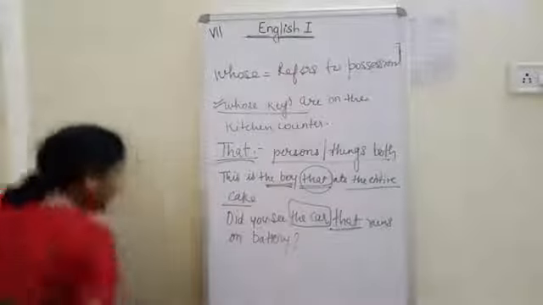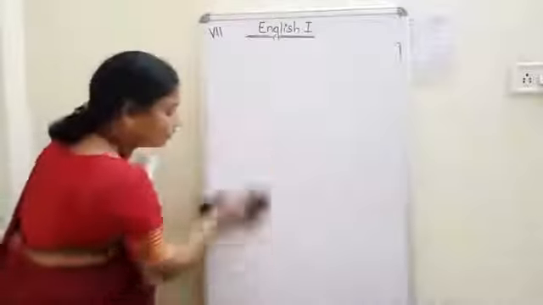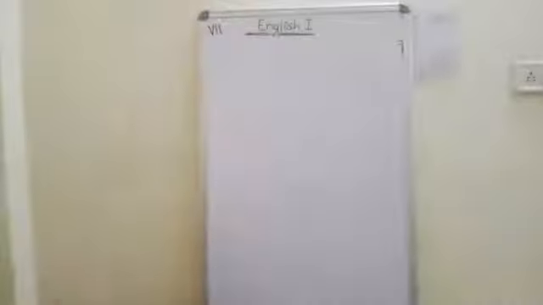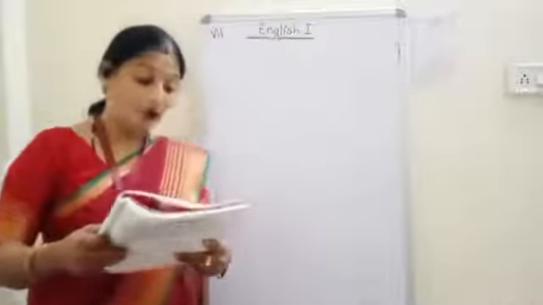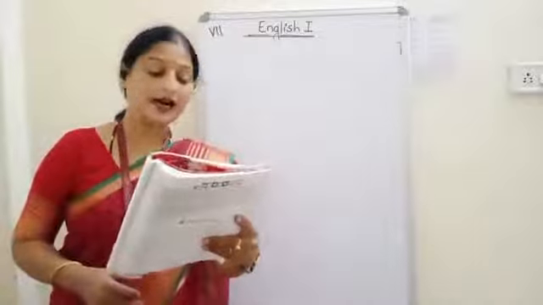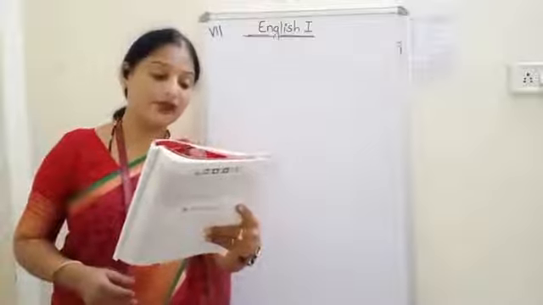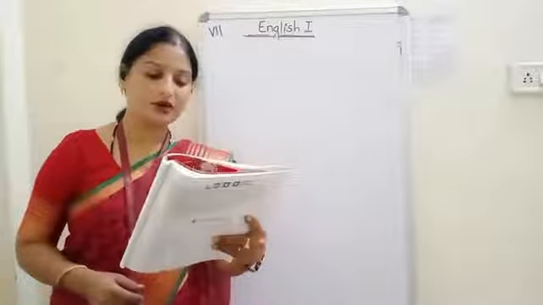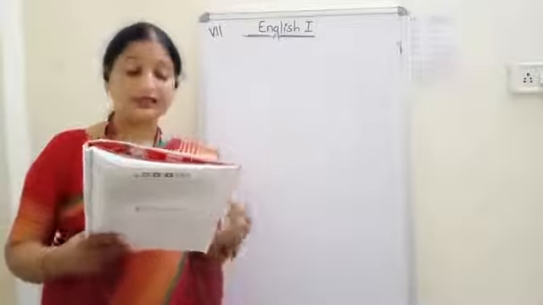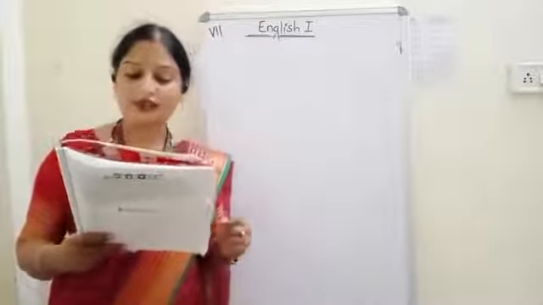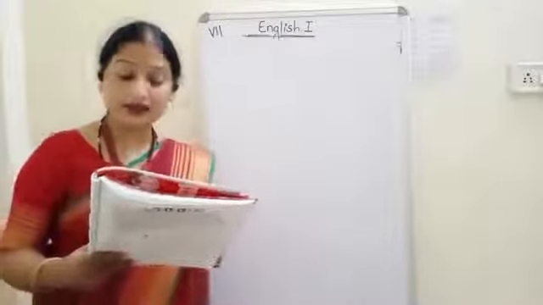And the rules are, let me tell you what are the rules. First point, we use that after an adjective in the superlative degree. For example, even the most foolish person that ever lived could teach us something. Second, we use that after the words all, same, any, none, nothing, only.